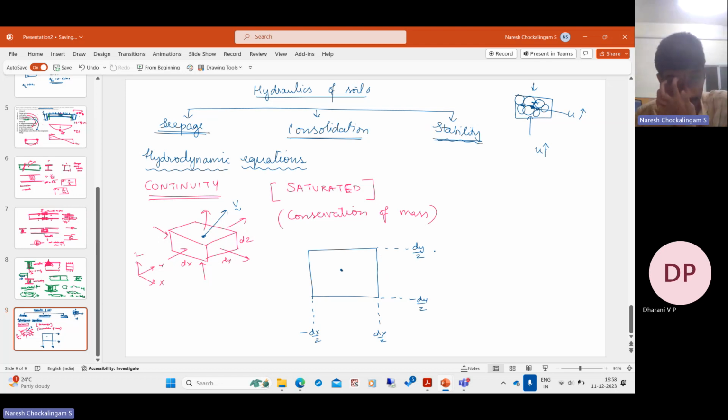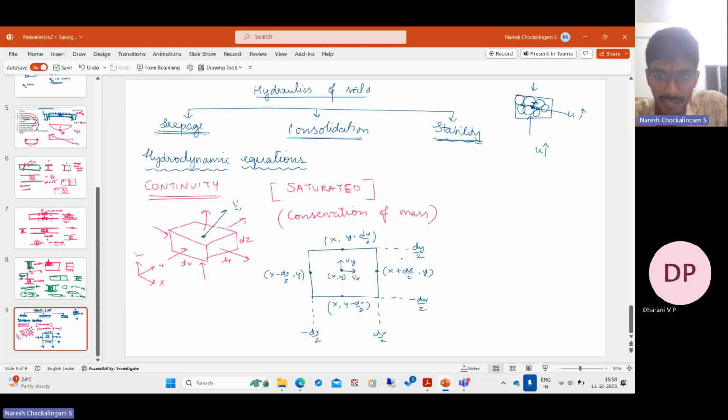And out of the plane, we have this. At the center, you have velocity components Vx and Vy. Now, using Taylor expansion, Vx and Vy are functions of x comma y. If you take this point, it is x minus dx by 2 comma y. This point is x plus dx by 2 comma y. Here it is x comma y minus dy by 2, and here it is x comma y plus dy by 2.